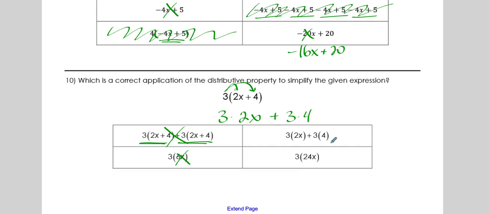This one's written a little bit different from how I wrote it. I wrote it with a multiplication symbol, but remember, parentheses means the exact same thing. That's exactly what we're looking for. And I don't know what went wrong there. Maybe we just kind of squeezed these two together and made it 24, but can't do that. That's not the same thing.